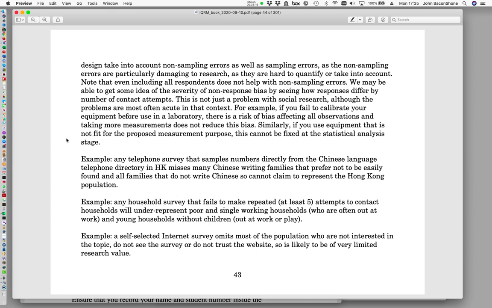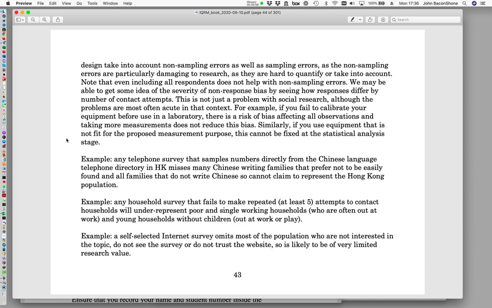For example, if in a laboratory you fail to calibrate your equipment before you use it, that's a non-sampling error. Collecting more data will not make that bias go away. It will affect all the observations on that time when you use the equipment. So the more measurements you take does not reduce bias due to non-sampling errors. Or similarly, if you use equipment that is not suitable for that proposed measurement purpose, you can't fix this using the statistical analysis. It means your data will simply be wrong.